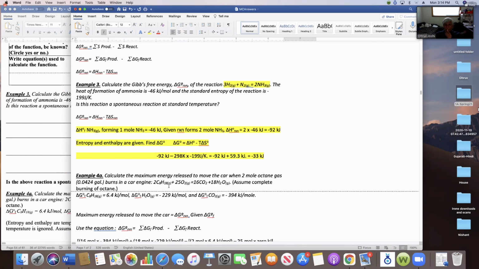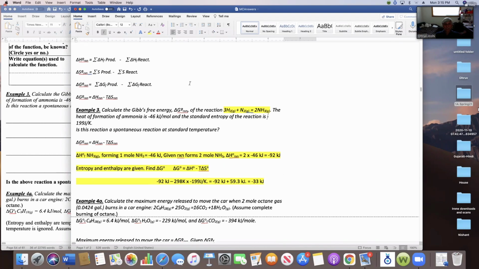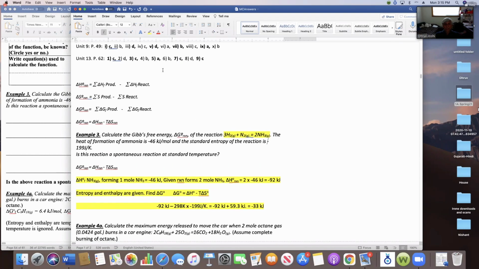And then we are supposed to find delta G, and we are given all the different delta G's of reactants and products. Delta S is not given, delta H is not given. So which equation are we going to use out of these 4 equations? Somebody's going to tell me which equation to use. Let's call them equation 1, 2, 3, 4. Which equation are we going to use for this?